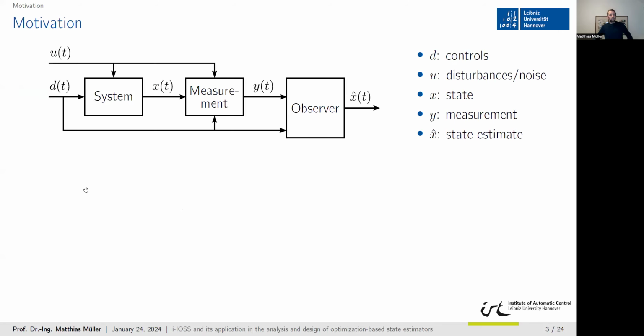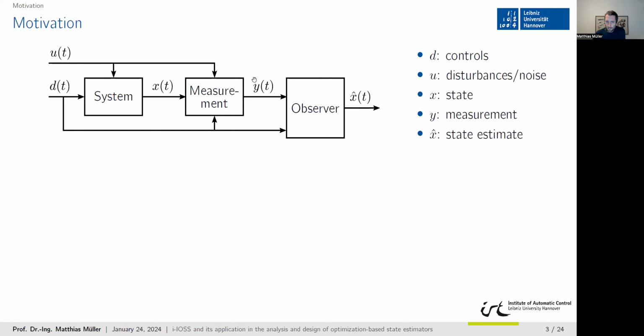So let me start with a brief motivation. If you want to design observers for nonlinear systems, we have a system with state x, some disturbance or noise inputs u, which affects both the system dynamics and/or the measurements, so I subsume them into a joint variable u. And also some known time-varying signal, like control signals, for example, denoted by d.